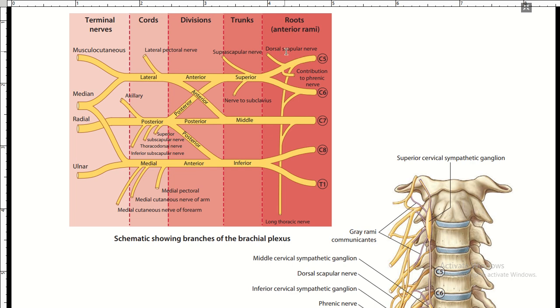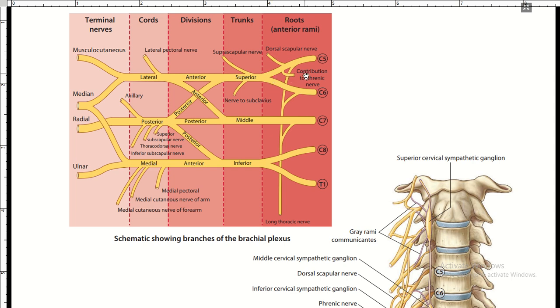That is called the dorsal scapular nerve. The dorsal scapular nerve is going to come from C5, and it's going to innervate your levator scapulae, your rhomboid minor, and your rhomboid major. Very important, this nerve does not cross the axilla. The dorsal scapular nerve does not cross the axilla.